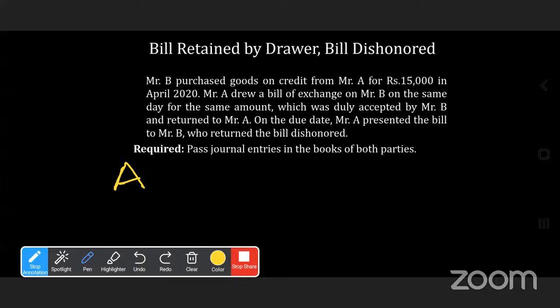Next, let us see another one. A drew a bill of exchange on Mr. B on the same day for the same amount, which was duly accepted by Mr. B and returned to Mr. A. What is the entry you have to pass now? Bills receivable account debit to B's account. Yes, very good. Bills receivable account debit to B account. What is the narration? Being B's acceptance received for 3 months. Write it as 3 months.